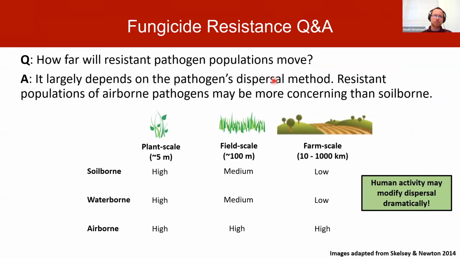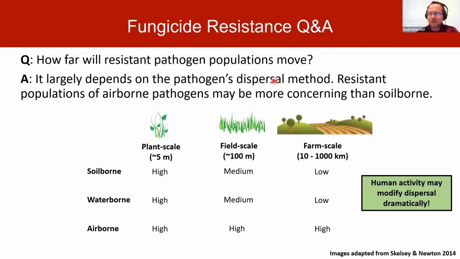So I want to go through a Q&A of the common questions that I get about the use of FRAC codes and fungicide resistance in general. I will say that, like I said, I work largely in apples, so that's the lens that I'm looking through, but this does apply to fungal pathogens in general, whether it be an orchard or a field. So my first question that I often get is, how far will a resistant pathogen population move?